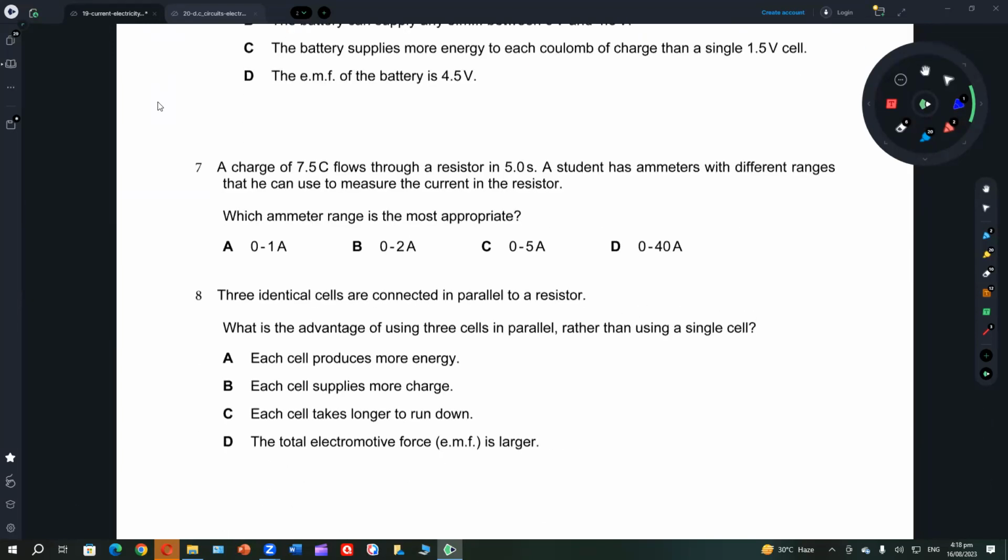A charge of 7.5 coulomb flows through a resistor in 5 seconds. A student has an ammeter with different ranges. So I have the value of Q. I have the value of T. Please copy this working and solve for me.